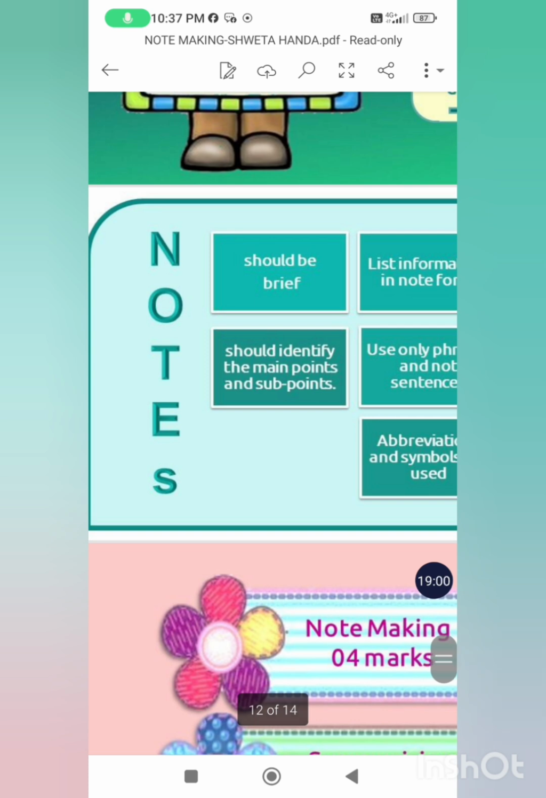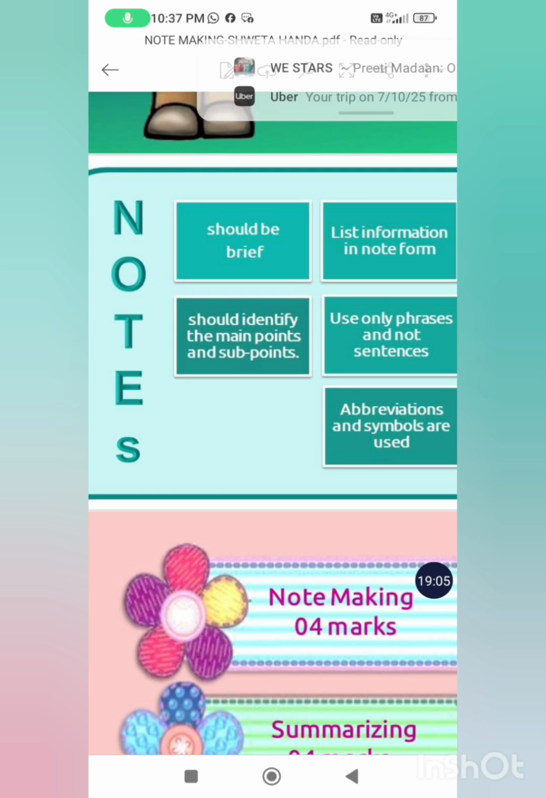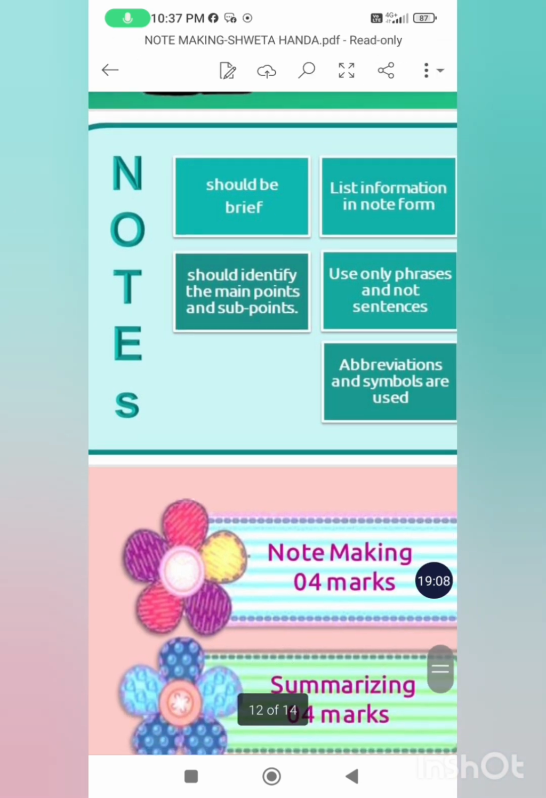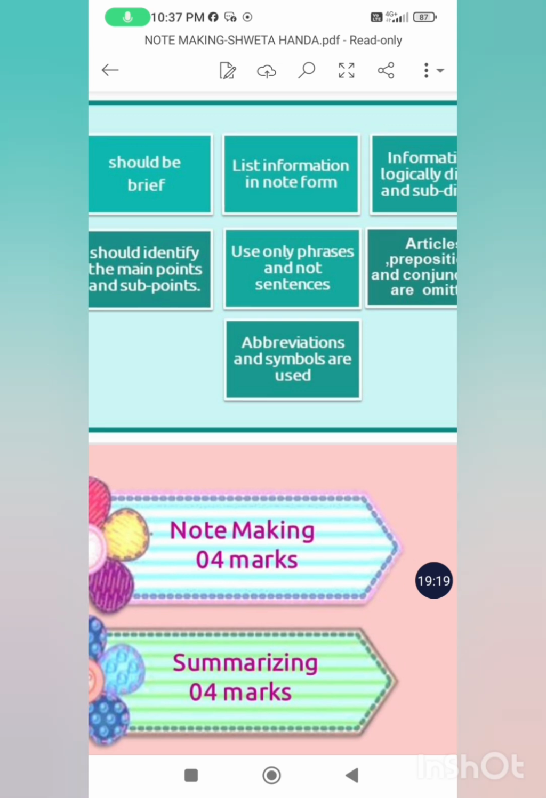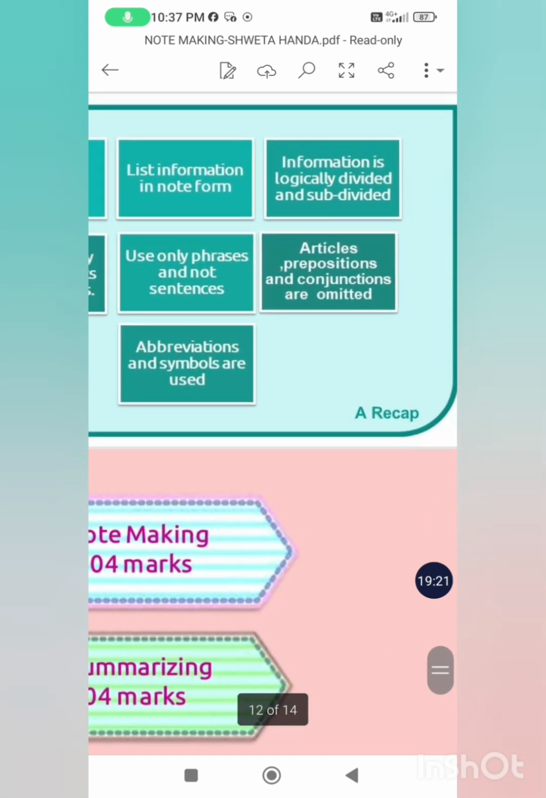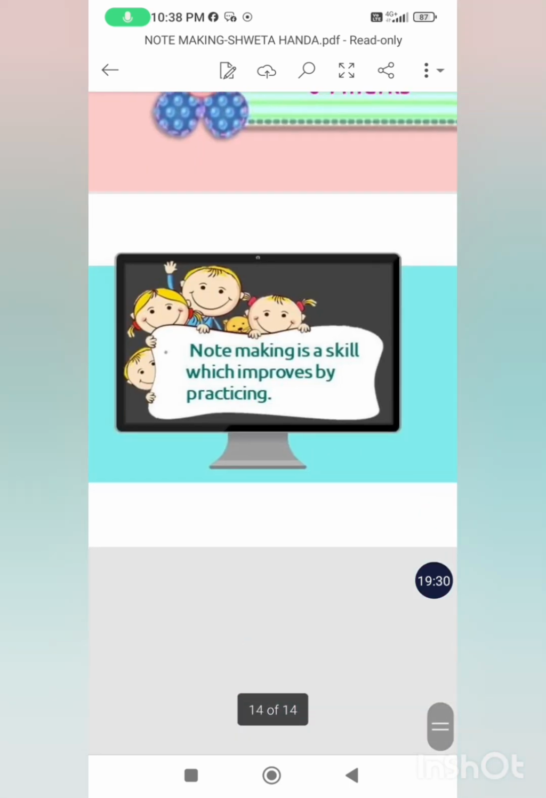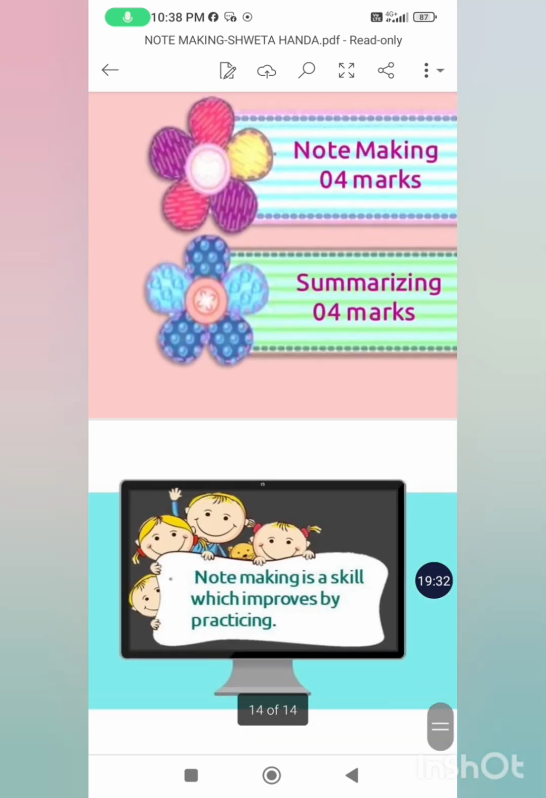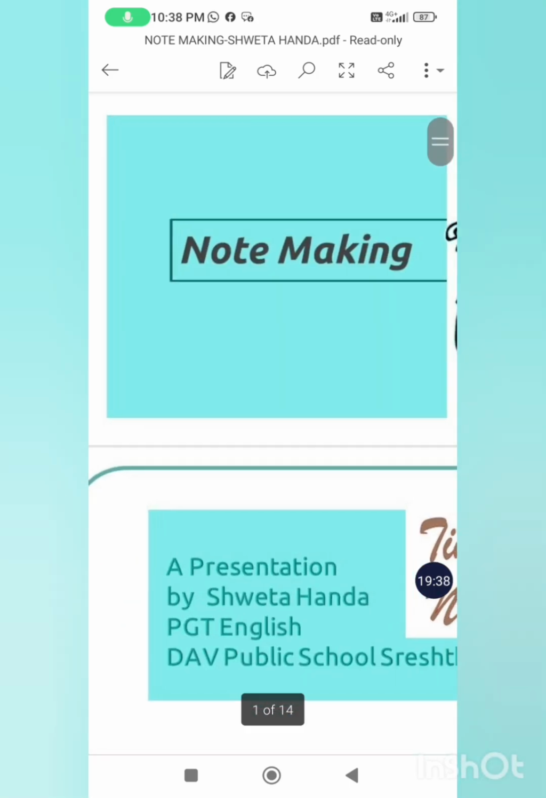That's very easy. Now notes should be brief, as I've discussed in the class. They should identify the main points and subpoints. They should list information in note form, use only phrases and not sentences. Abbreviations and symbols are used, right? Information is logically divided and subdivided. Articles, prepositions, and conjunctions are omitted. So note making is a skill which improves by practicing.